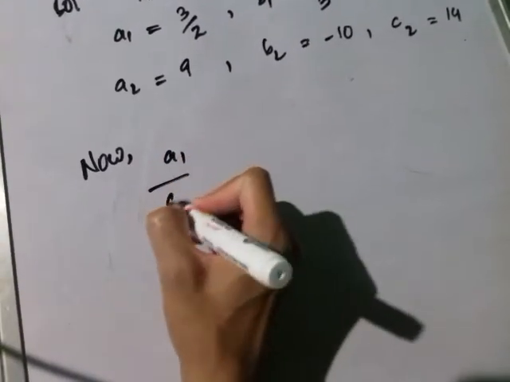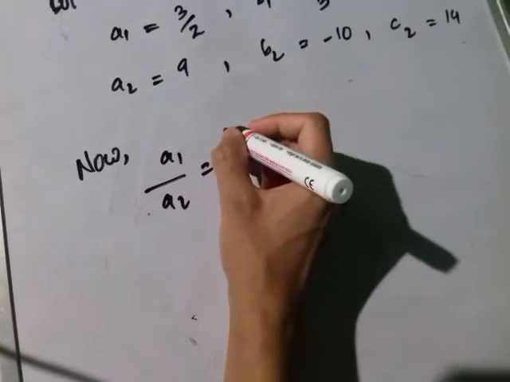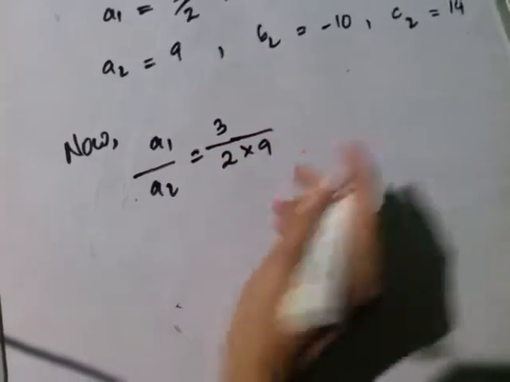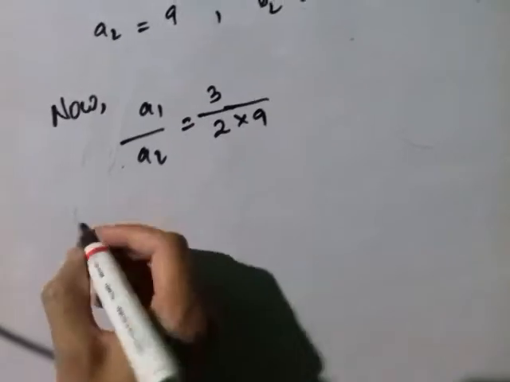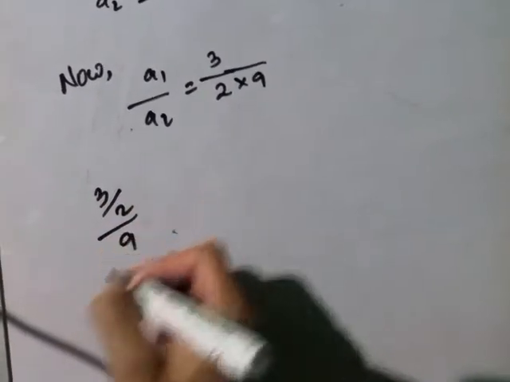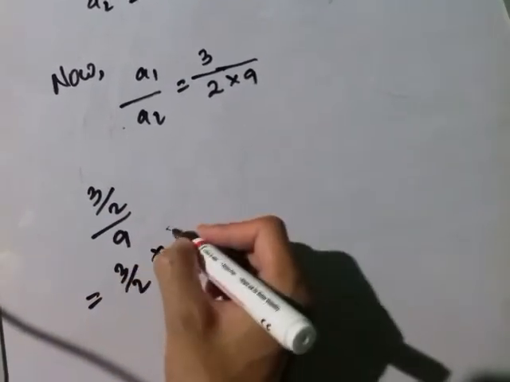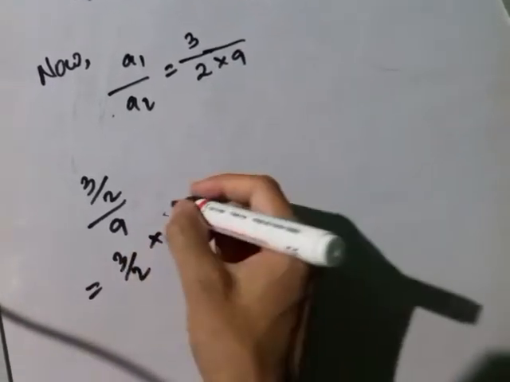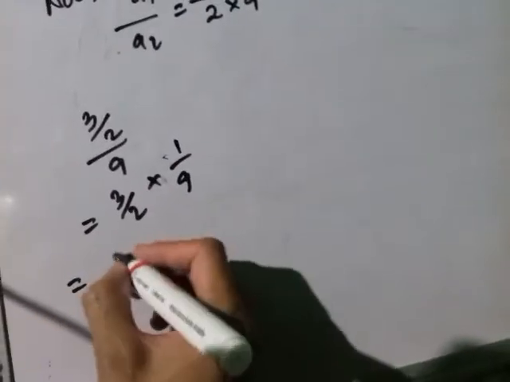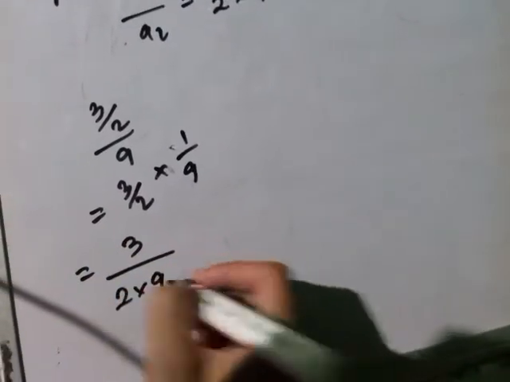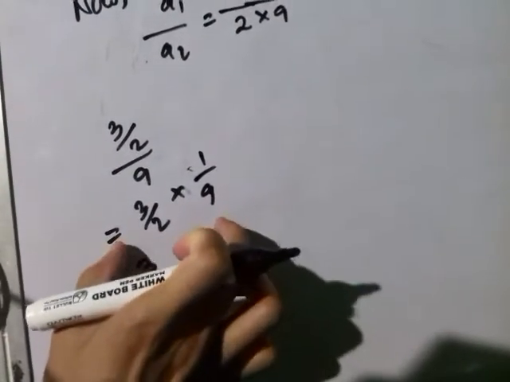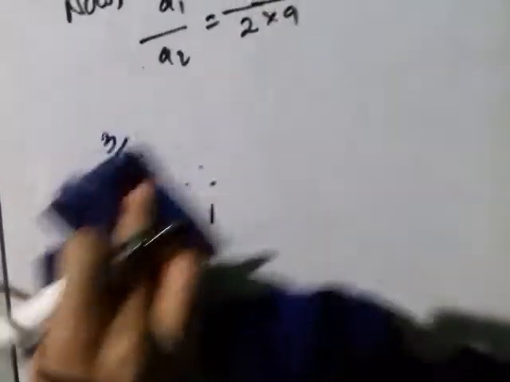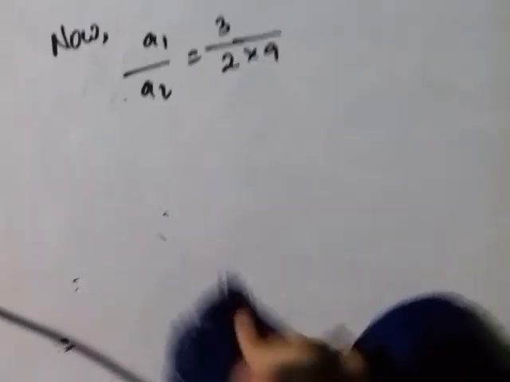That is a1 by a2. How much is a1 by a2? 3 by 2 into 9 you will do, like this. 3 by 2 into 9. Because you see here 3 by 2 by 9 means 3 by 2 into 1 by 9, that means 3 by 2 into 9. I will not write this one, since you are not a small student, you understand it like that. So it will be 2 into 9.